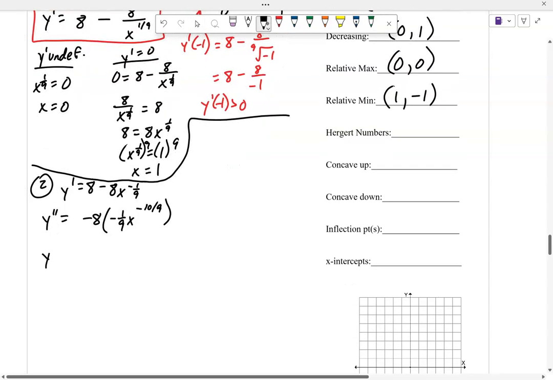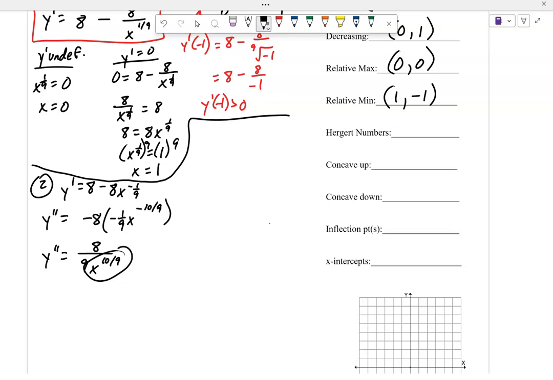And so we've got the second derivative is -8 times -1. I got a positive 8, 9x to the 10/9. There's our second derivative. Where is this thing undefined? Well, it'd be undefined wherever x to the 10/9 is equal to 0. So I take both sides to the 9/10. So x would be 0 would make that undefined.